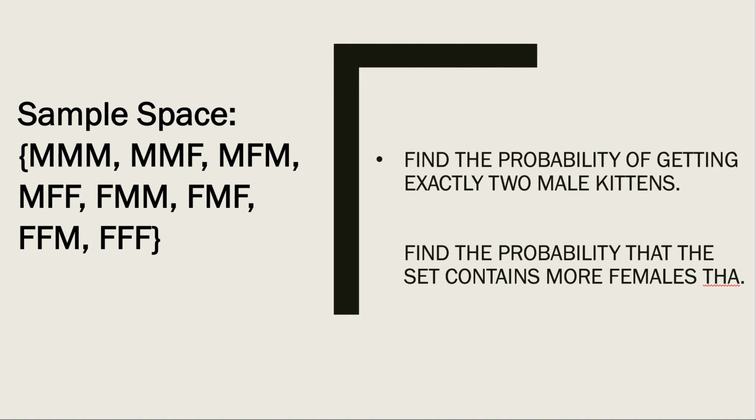Okay, so again, I've pulled it over to the next slide. Let's look at a couple of probability problems. The first one says, find the probability of getting exactly 2 male kittens. So for number of favorable, I need the ones that have 2 males. That would be 1. That one has 2 males. That one has 2 males. Okay, and that's it. So my number of favorable would be 3. My number of possible, if you count the number of things in the sample space, you'll get 8.